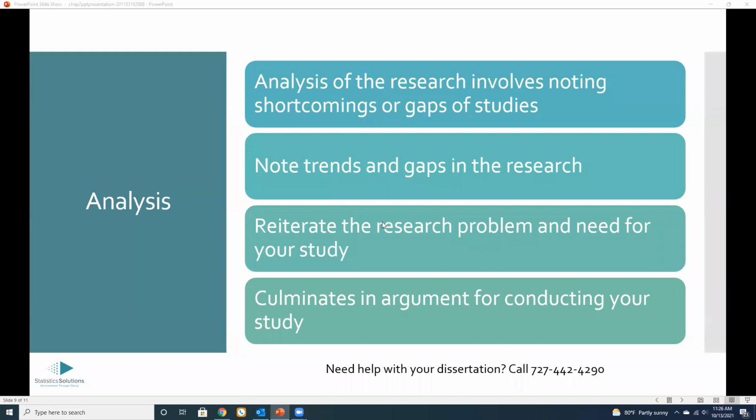Because remember, the whole lit review culminates as an argument for conducting your study. Here's what the research has shown. Here's all the things the research has shown. But it hasn't covered this, which is what your study is designed to do.